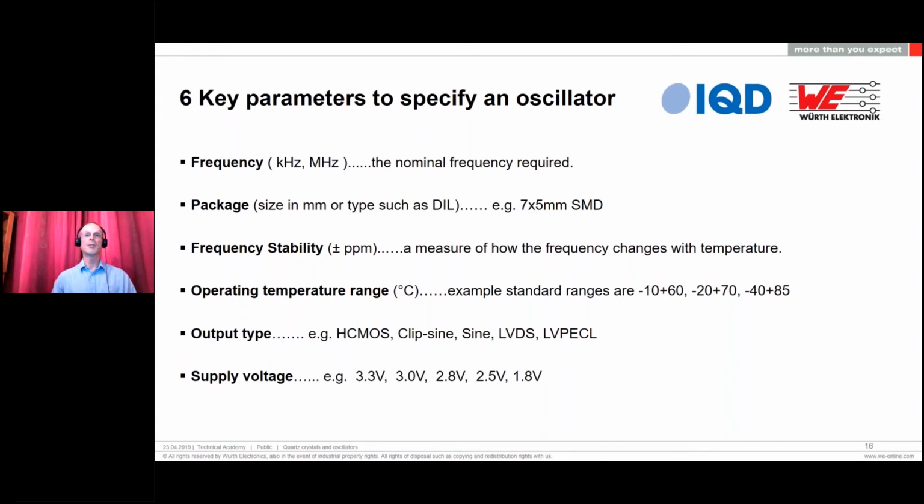Again, we need an operating temperature range. There are some examples there. Commercial, maybe minus 10 to 60, down to industrial, and beyond perhaps to automotive. You also need to specify the output type.